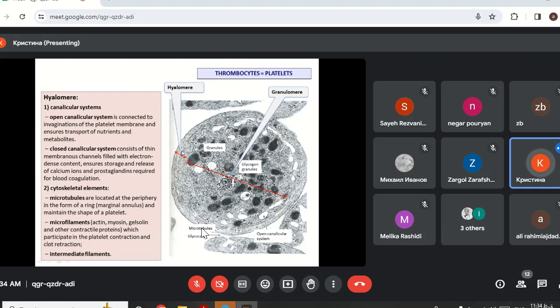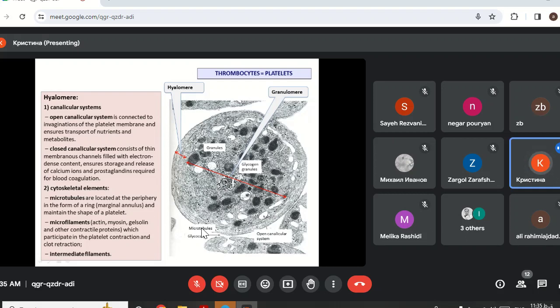The canalicular system includes an open canalicular system, which is small intracellular channels, and a closed canalicular system with some electron-dense content, which stores and releases calcium ions and prostaglandin, which are required for blood coagulation. And the second element of hyalomere is cytoskeletal elements, which are microtubules, microfilaments, and intermediate filaments.